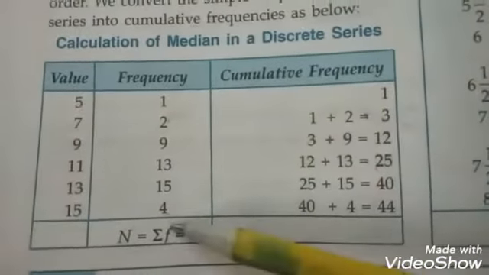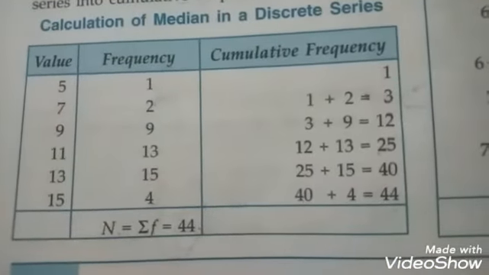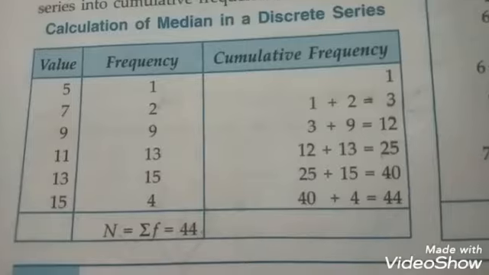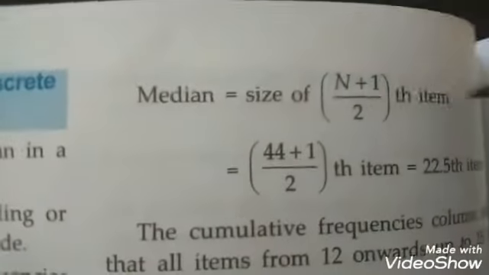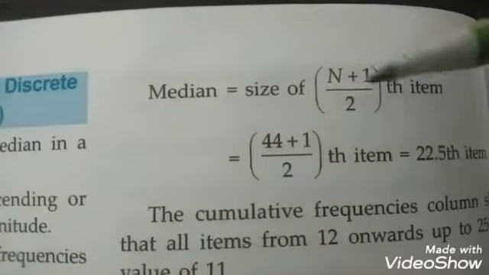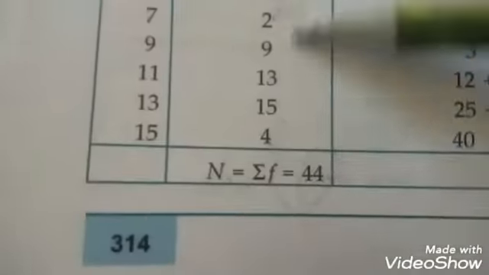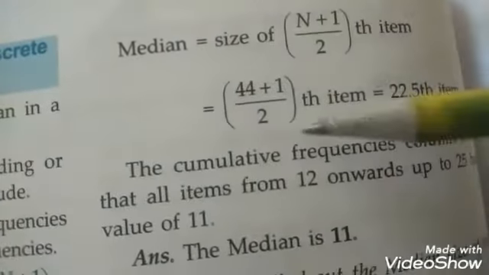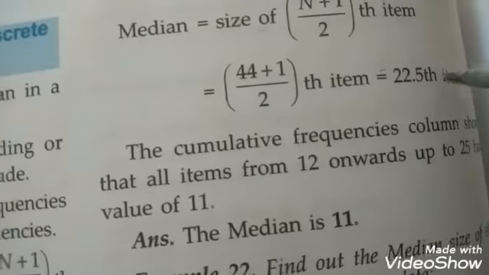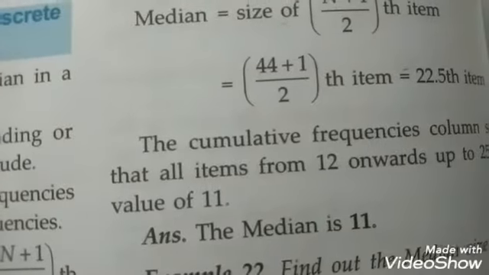So when we total the frequency column, this is also coming to be 44, which is going to be our n in this particular example in case of discrete series. Now we calculate median, size of n plus 1 by 2 th item. So n is 44. From where have we got this 44? This is the total of the frequency column. So 44 plus 1 by 2, which gives us 45 by 2, is equal to 22.5th item. Now how are we going to calculate this 22.5th item?